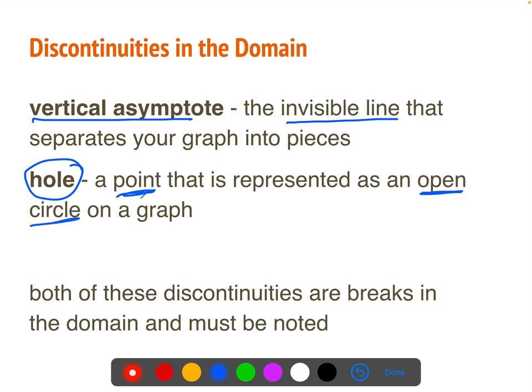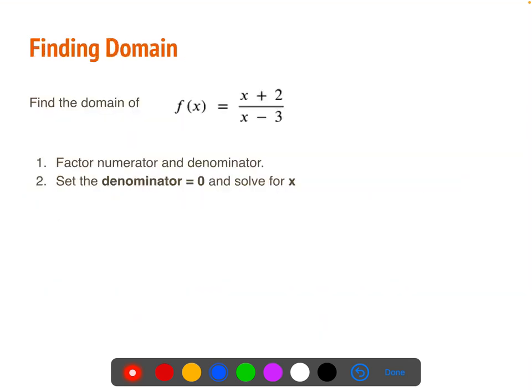A hole is a point that's on your graph, but it's represented as an open circle. It's kind of like a pothole in the road. You've got your graph going on, and then there's this little open circle, like here's your road, pothole, road. Those are both discontinuities because they're a break in your graph. They break your graph into pieces.